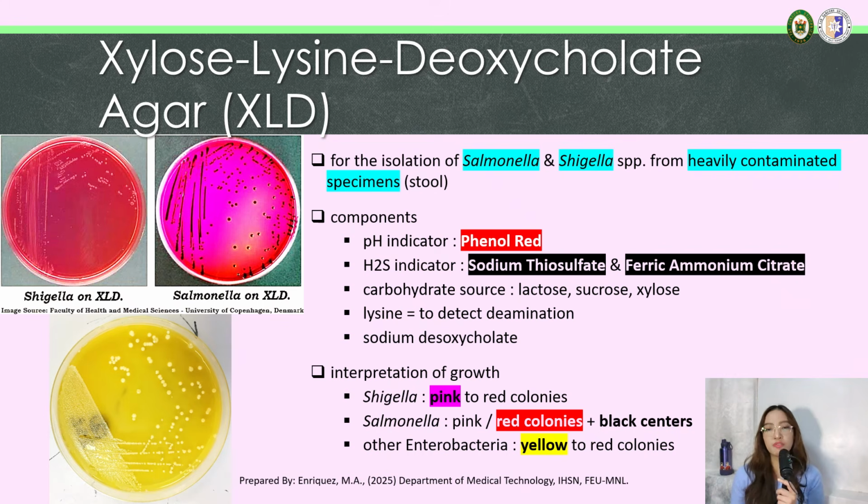So its pH indicator is phenol red. It also has hydrogen sulfide indicators, and here is how to interpret the growth in XLD. First, if it was able to produce pink or red colonies with no black centers, it's Shigella. If it produces pink or red colonies with black centers, then it's Salmonella. And again, where do the black centers come from? It's because of the hydrogen sulfide production. And next, all the other Enterobacterales members are capable of producing yellow colored colonies. In this example, what we have right here is Escherichia coli.